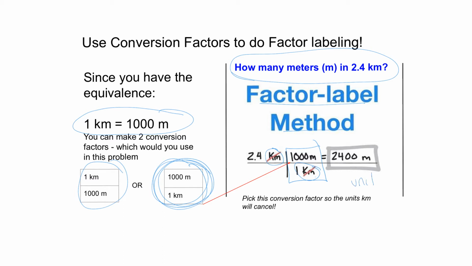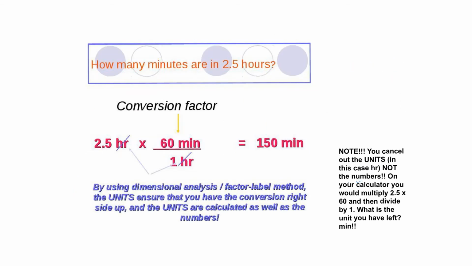So here I'm going to put the 1 kilometer on the bottom and 1,000 meters on the top, because I can cancel out kilometers. Notice that I'm not touching the number. I am just crossing out the unit. I'm factoring out the unit. What do I have left? Well, I have meters left, and that's what I want. I want meters. So I'm done. All I have to do is some easy math: I'm just going to take 2.4 times 1,000, which is 2,400 meters. Unit. Whoops, sorry about that.